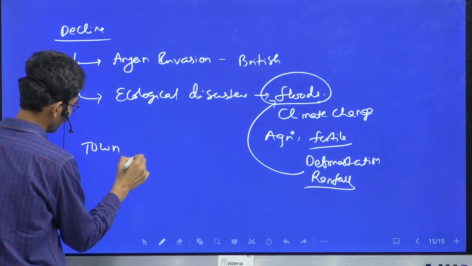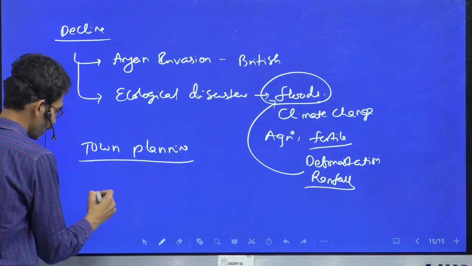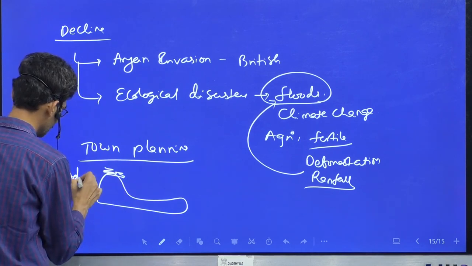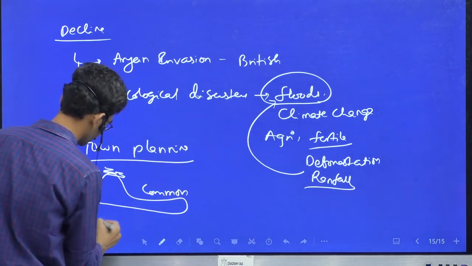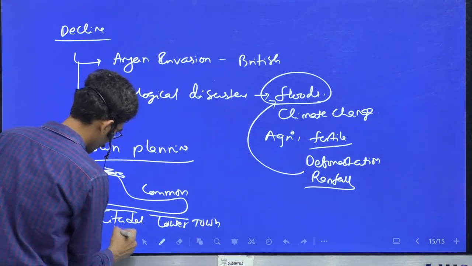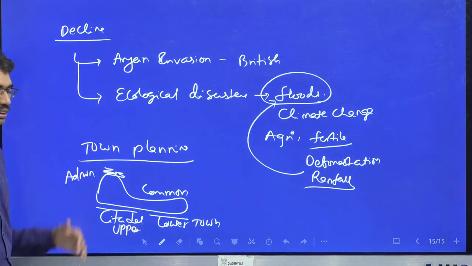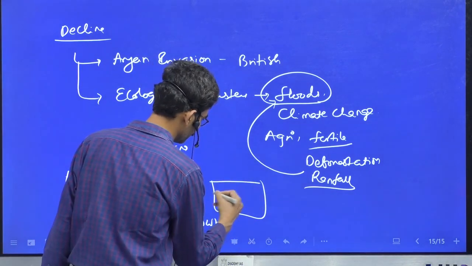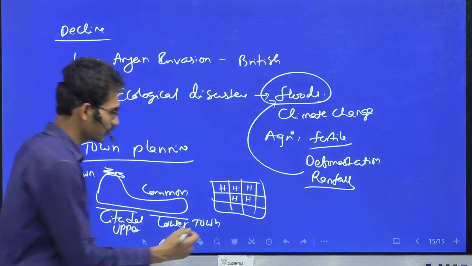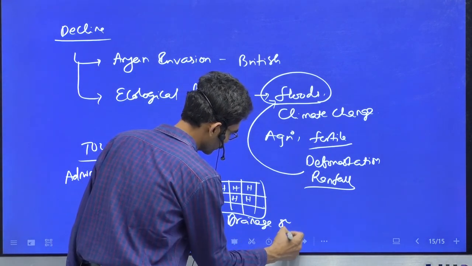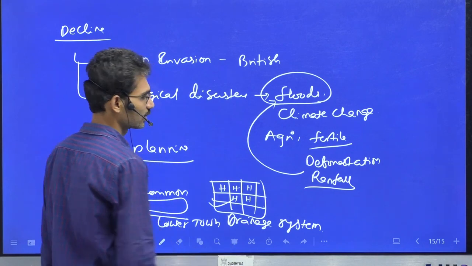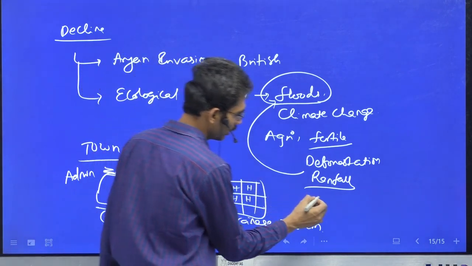Now town planning, when it comes to town planning, these people were having this kind of town planning. In this area, administrators, common people. Here, citadel, lower town. Upper town and lower town. This is what town planning. Grid system. Houses were constructed properly. Drainage system also maintained. But gradually, these changes disappeared, and they moved to the new areas.